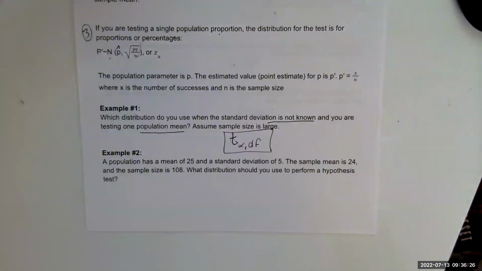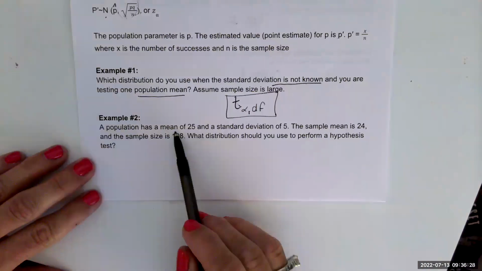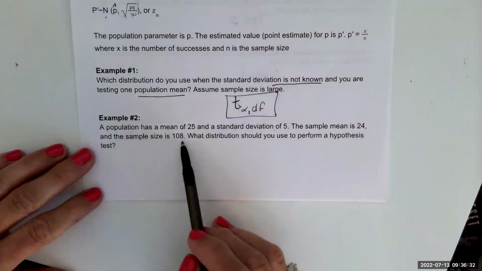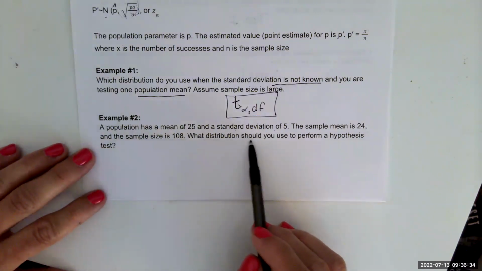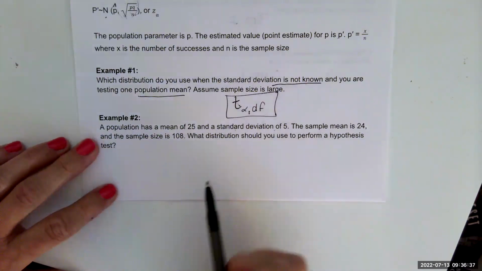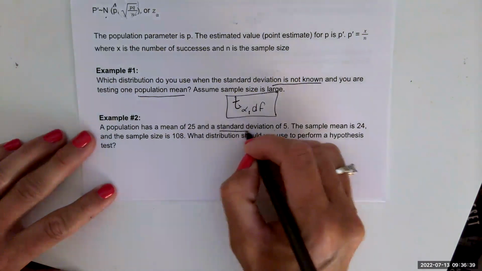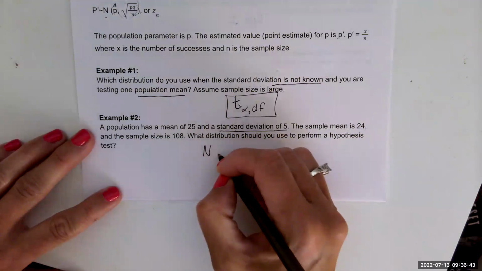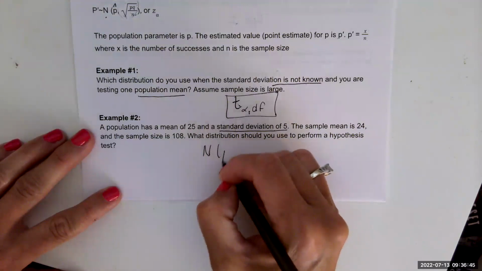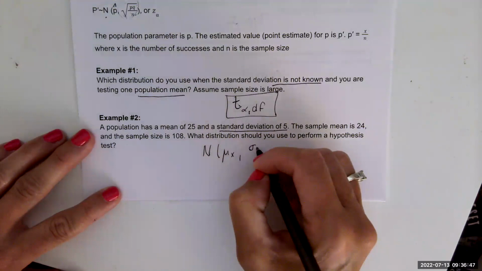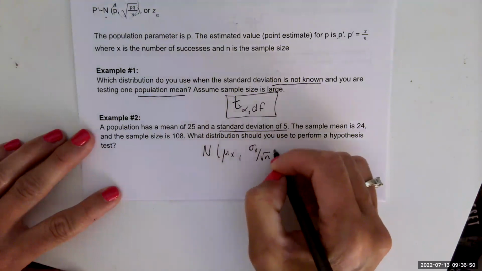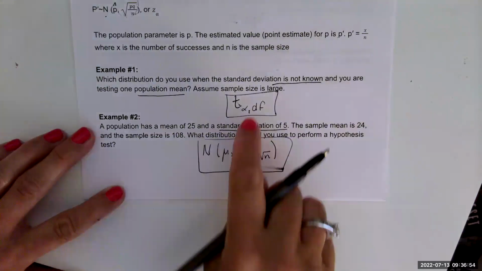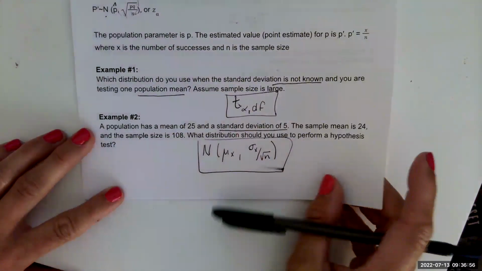What about if a population has a mean of 25 and a standard deviation of 5? The sample mean is 24 and the sample size is 108. What distribution should you use to perform a hypothesis test? So because we know the standard deviation, we are going to use the normal with the mean x and then the standard deviation of x divided by the square root of n. Because we know the standard deviation.